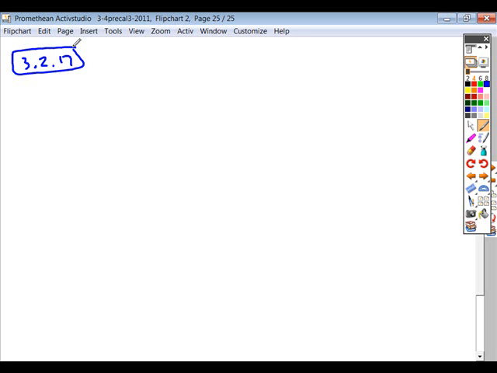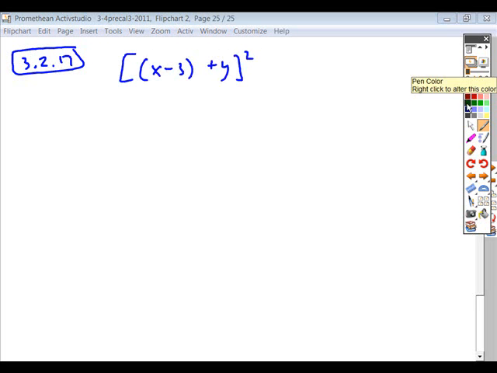In the same section, question 17 has the form of a binomial square. Again, it's not a binomial, but it has that form because we can think of this as the quantity a plus b squared.